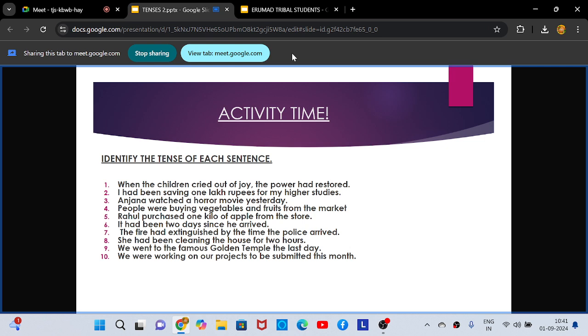Ma'am, can I do the 6th one? Oh yes, you can do. It had been 2 days since he arrived. Ma'am, that's past perfect continuous tense. Very good. How old are you? 11 years old. Very good, but still you are able to grasp the topic.